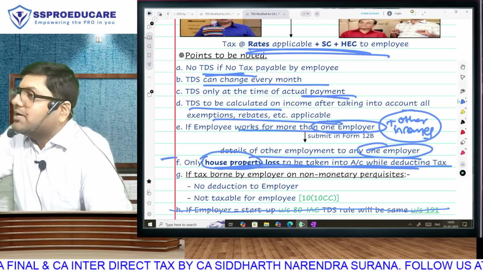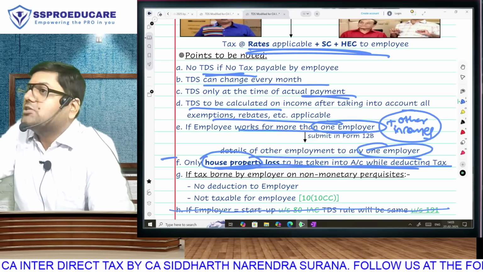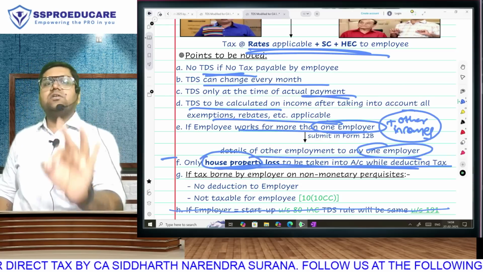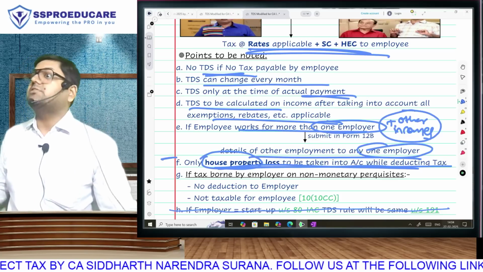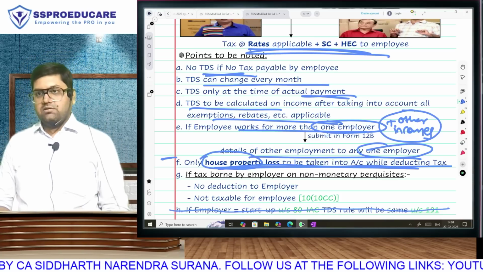So house property can come against salary. Income from other sources can also come against salary. Business or capital loss can't come against salary, but internally they can be adjusted, if I have one profit and one loss. Consider any eligible loss, instead of saying consider only house property loss, can rectify this mistake.